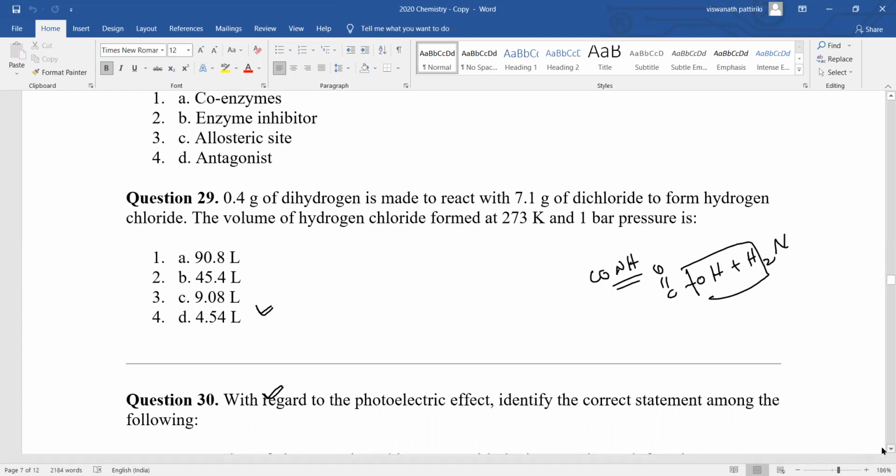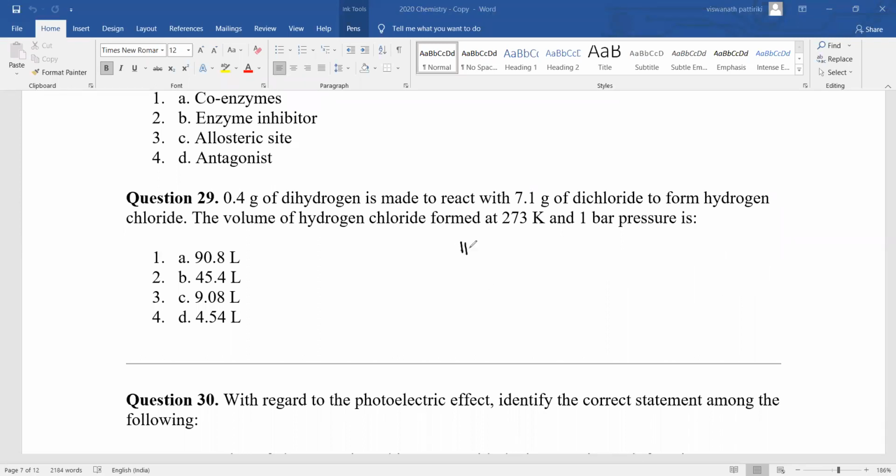And question number 29: 0.4 grams of dihydrogen reacts with 7.1 grams of dichlorine to form hydrogen chloride, the volume of... Okay, so this we have to do. So what is the standard equation? The standard equation is H2 plus Cl2 gives 2 moles of HCl. So that means 1 mole of H2 and 1 mole of Cl2 give 2 moles of HCl. That is the standard equation.